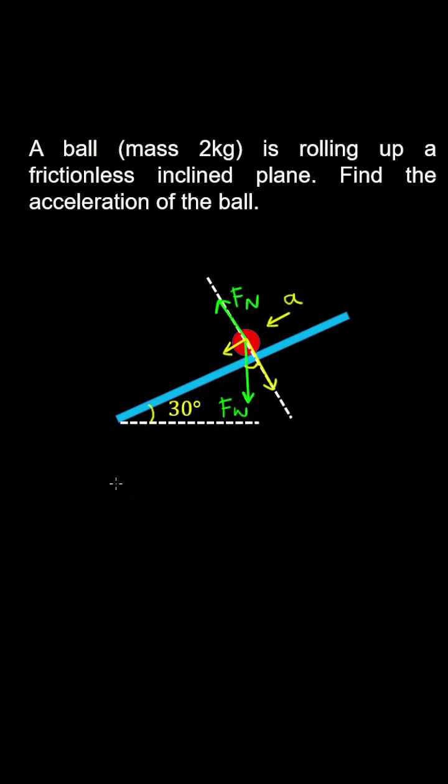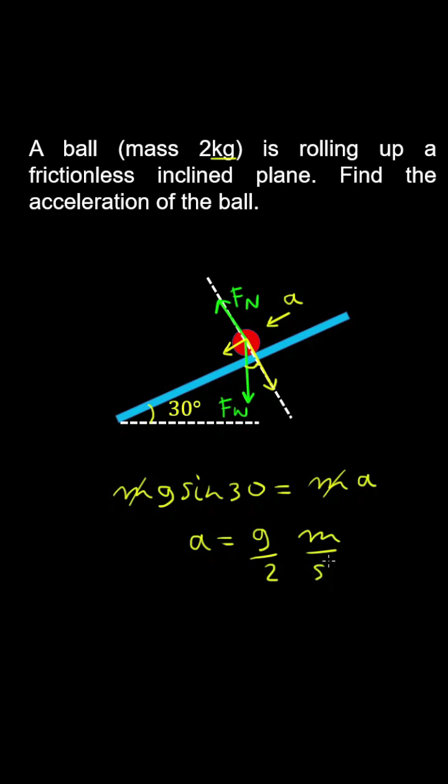So what we have is the tangential component of the force of weight is mg sine 30 degrees, and that's equal to the mass by the acceleration. And the mass of the ball cancels, and sine 30 degrees is 1/2, so we have a is equal to g on 2, and the mass is given in kilos, so we're just going to assume units of meters per second squared for the acceleration.